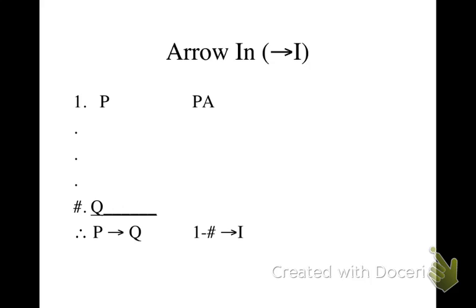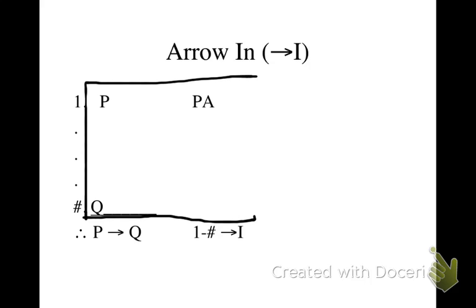The only thing that we need to add to this picture is that we need to draw a box. We put this whole subproof, the arrow in subproof, inside a box. And the box will start with the provisional assumption we made for the purposes of an arrow in proof, and it will end just below the consequent of the conditional that we're trying to derive, P arrow Q.